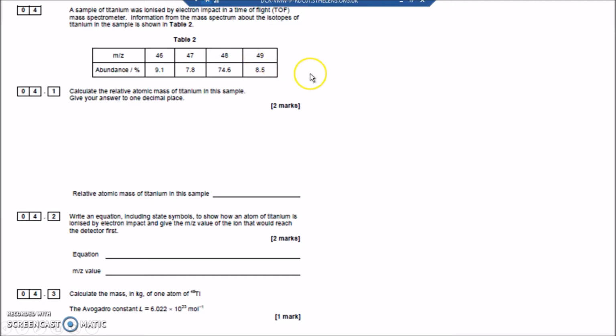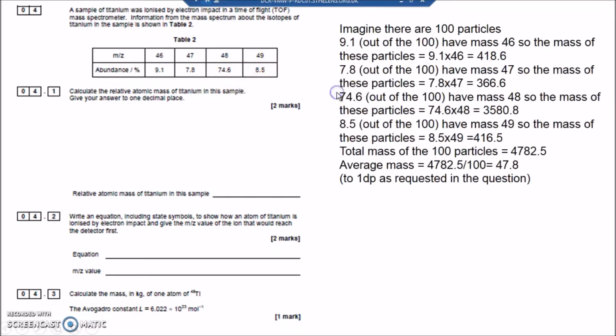mass 49. So if you imagine you had 100 particles, 9.1 out of the 100 have mass 46. So their combined mass is 9.1 times 46, 418.6. And you can do the same for the others. 7.8 out of the 100 have mass 47, so their combined mass is 366.6. 74.6 out of the 100 have mass 48, so their combined mass is 3580.8. And 8.5 out of the 100 have mass 49, so 8.5 times 49 is 416.5.